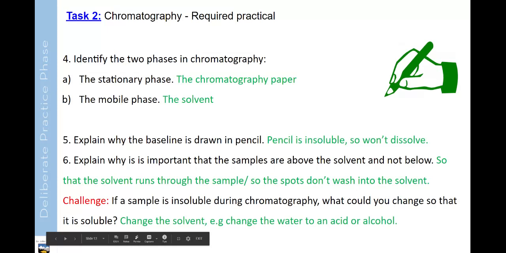Okay, so the stationary phase was the paper, the mobile phase was the solvent, the baseline is in pencil because it is insoluble so it won't dissolve. You need to have the samples above the solvent so the solvent runs through the sample, also the spots don't wash into the solvent. Now, if something is insoluble, well, you could change the solvent. So, for example, you could change the water to an acid or an alcohol.